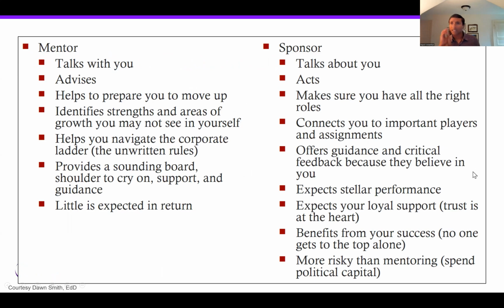And then this final slide here is again just thinking through some of the differences between mentor and sponsor. So a mentor who talks with you versus a sponsor who talks about you, a mentor who advises as opposed to a sponsor who acts, a mentor who helps you prepare, whereas a sponsor actually makes sure that you have all the right roles, et cetera. And so there's a series of distinctions between mentors and sponsors. Again, sometimes those qualities can be embodied in the same person. Oftentimes they are embodied in different people.